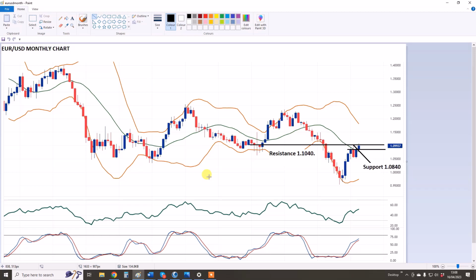All right, we're on Euro USD monthly chart. I just want to look at this chart really quickly before we go to the daily chart to do our levels of entry, stop and target, because there are two levels I want to keep in mind. Resistance at 110.40. And I think this is good resistance. We're testing it at the moment.